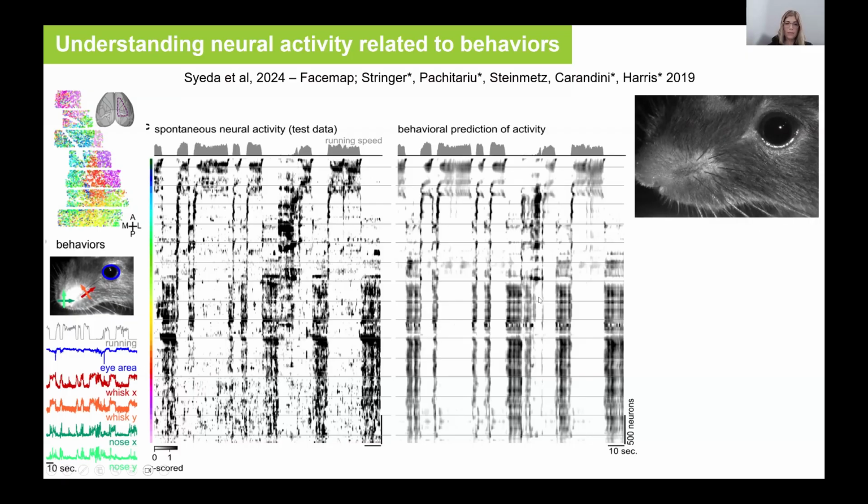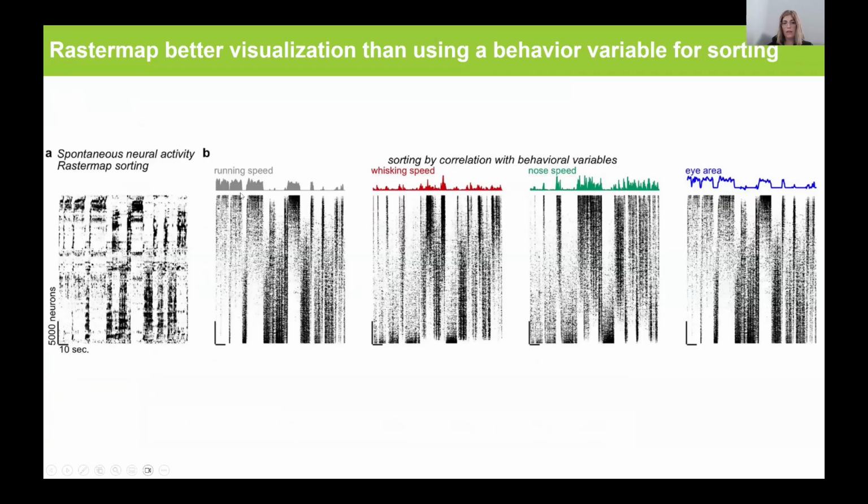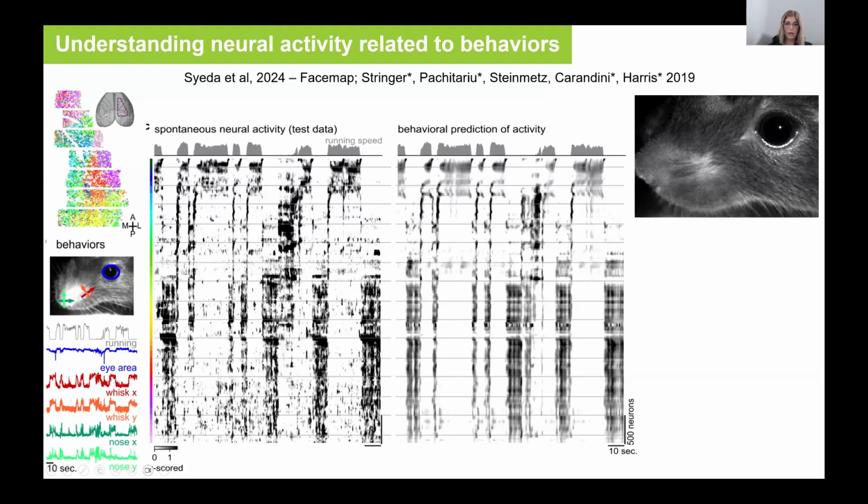And just to note, in terms of the sorting, you can look at these behavioral variables and sort your neural activity. So for example, these are the neurons sorted according to their correlation with running speed, correlation to whisking speed, nose speed, and eye area. But a lot of these variables are correlated to each other, and it's kind of hard to see all the diverse patterns if you're sorting in this way rather than using something like Rastermap or another embedding algorithm, where you can actually see populations of neurons that are differentiated. And we see, for example, specific neuron populations like this one here that is quite active just on the onset of running, for example, that's very clear in the Rastermap sorting.